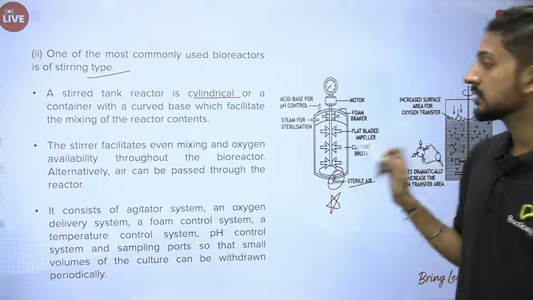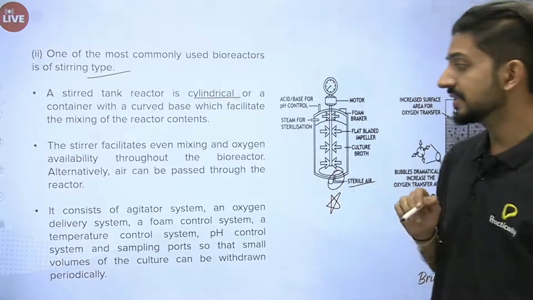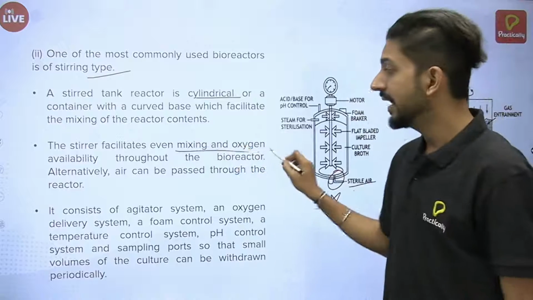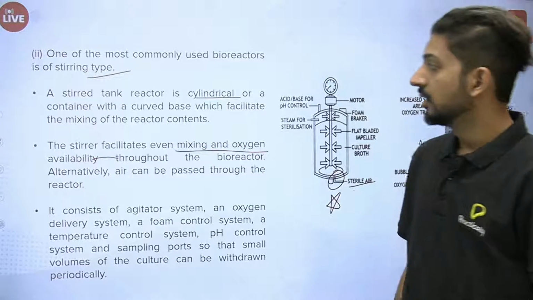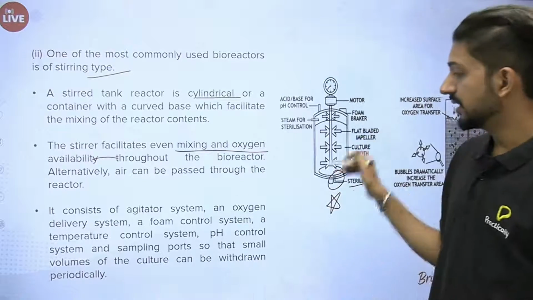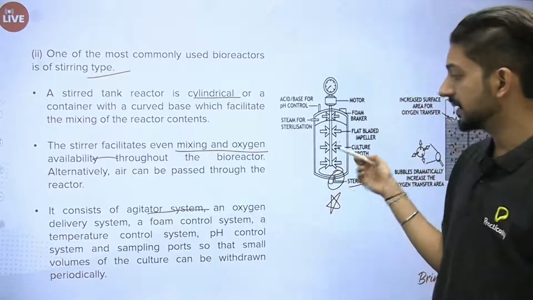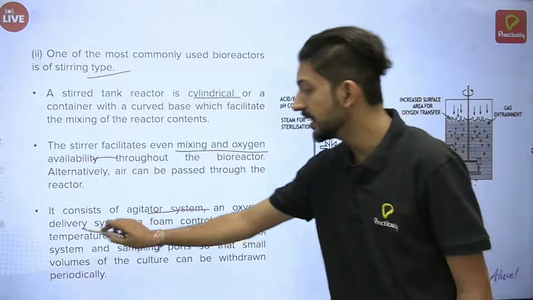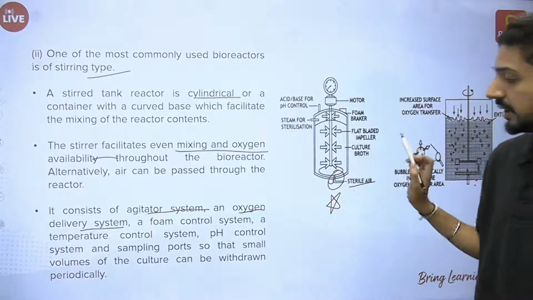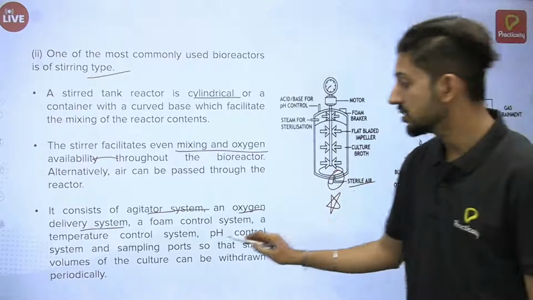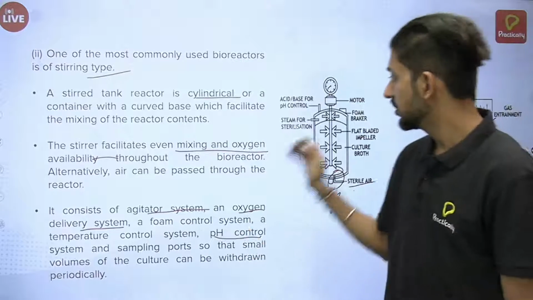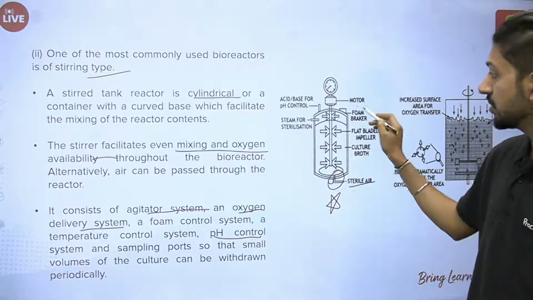A stirrer facilitates mixing and oxygen availability, and it also consists of various parts like the agitator system, which helps in mixing, and the oxygen delivery system, as you can see here, where the sterile air is delivered into it. It also has pH control so that the pH is maintained. It also has a foam breaker.